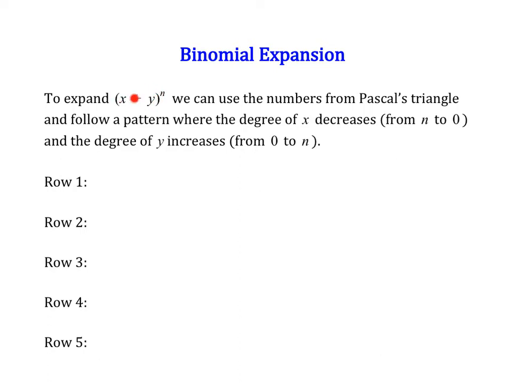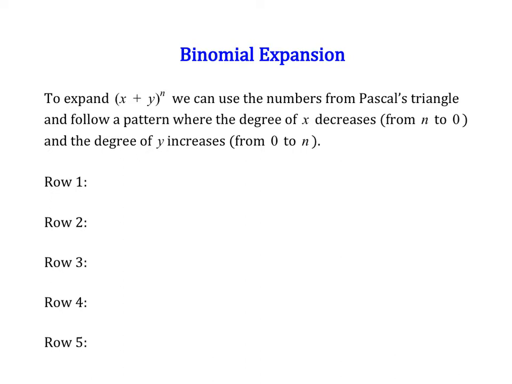Any binomial raised to a certain power, we can create this formula by using the numbers from Pascal's triangle, and then we're going to follow a specific pattern using x and y, where the degree of x decreases for each successive term from n, whatever that highest power is, down to 0, so your last term will actually have no x. And then the degree of y increases from 0 to n. So they go in opposite directions, but this means that your first term will have no y. So let's see if we can fill out a few rows of our formula for binomial expansion.